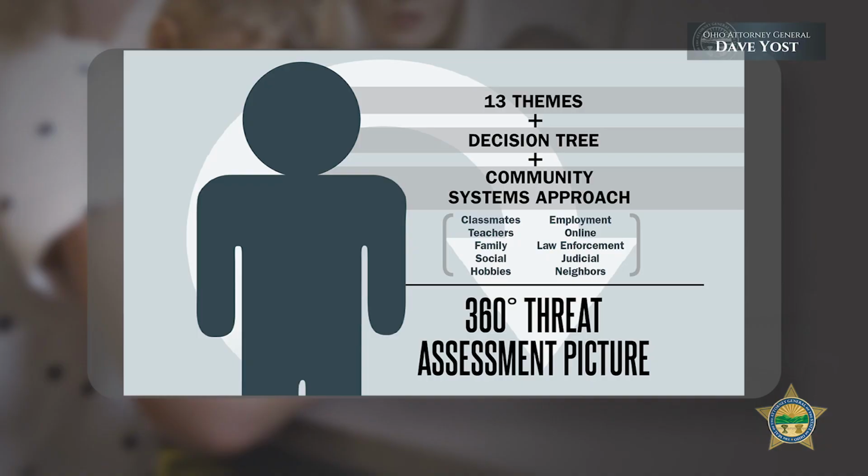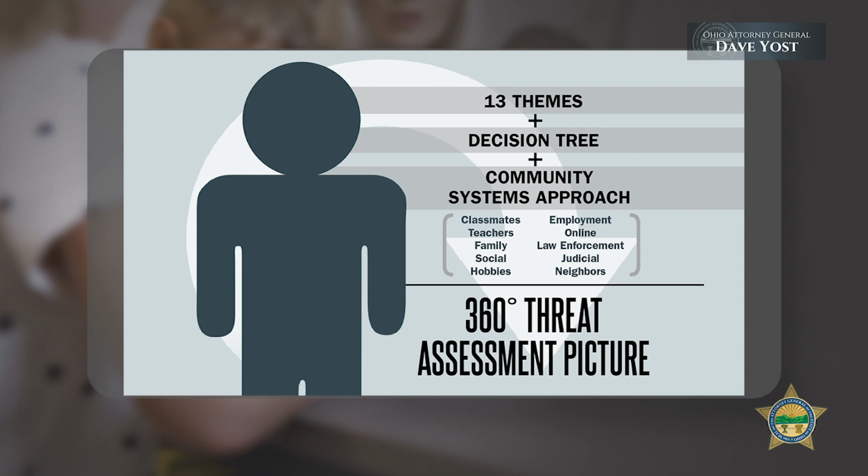There are three components that, when combined together, will give the team a 360-degree threat assessment picture. They are the 13 themes to guide threat assessment investigations set forth by the U.S. Secret Service, the decision tree utilized within Dr. Cornell's threat assessment guidelines, and the community systems approach suggested by the Secret Service.